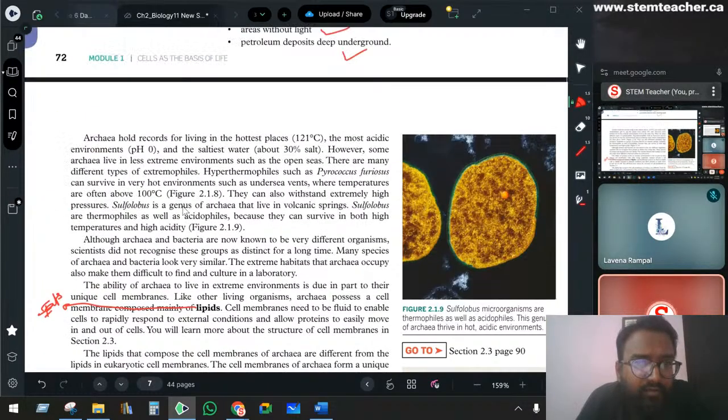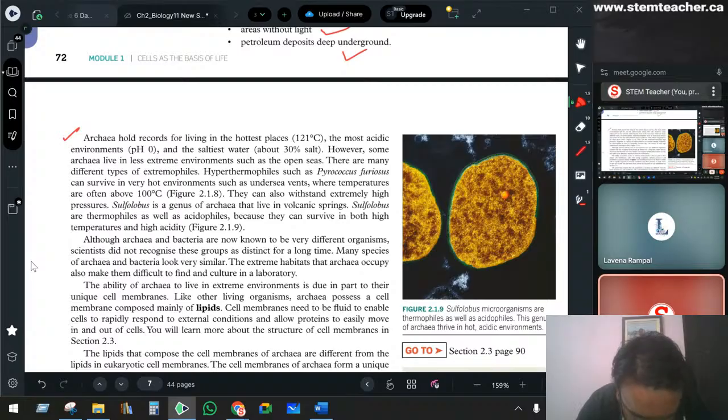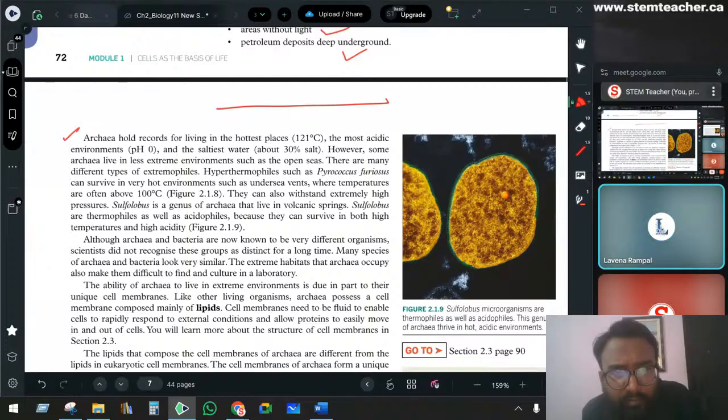Archaea hold records for living in a hotter place, 121 degrees, and the most acidic. Archaea hold records for living in the hottest places, the most acidic environments, and the saltiest water. What is the pH value? Do you know pH of water? Like the acidity of something. 0 to 14.